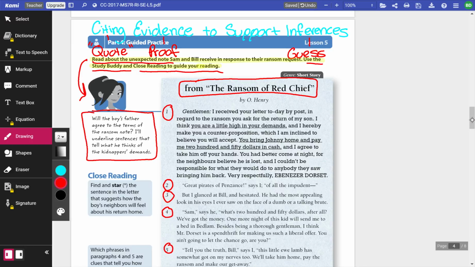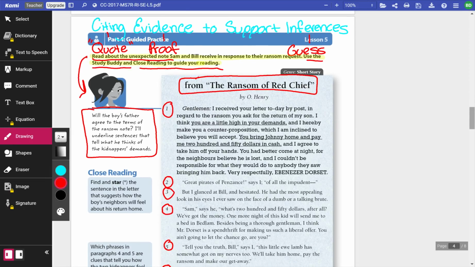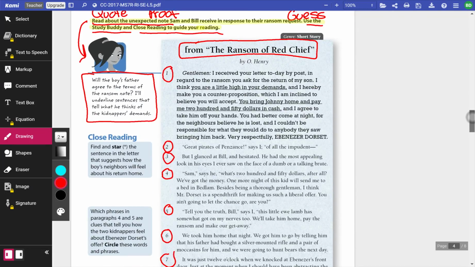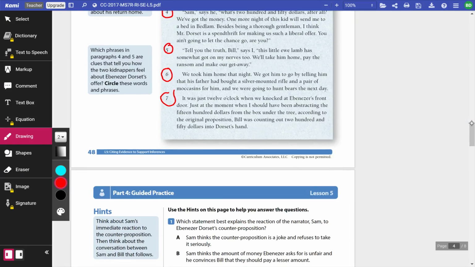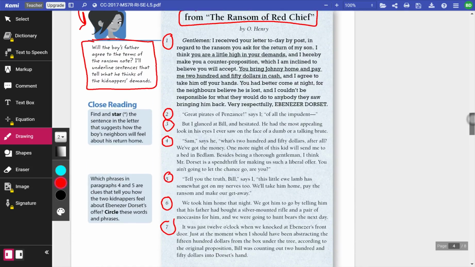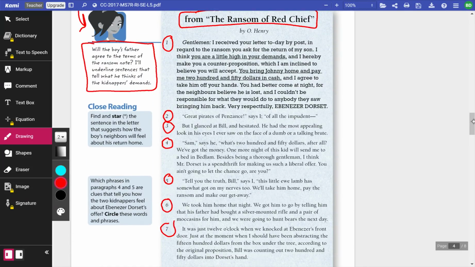Okay. So one more time, I'm going to tell us what the study buddy says. That way we'll be able to read. So the study buddy says, will the boy's father agree to the terms of the ransom note? I'll underline sentences that tell what he thinks of the kidnapper's demands. So what I want you to do for me is go ahead and read this section of the short story yourself, and then I will come back and read it to you. So go ahead right now, pause the video, and read this section of the Ransom of Red Chief.